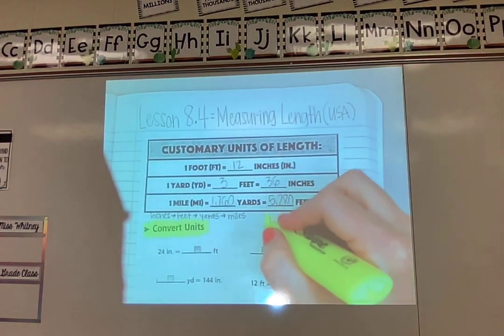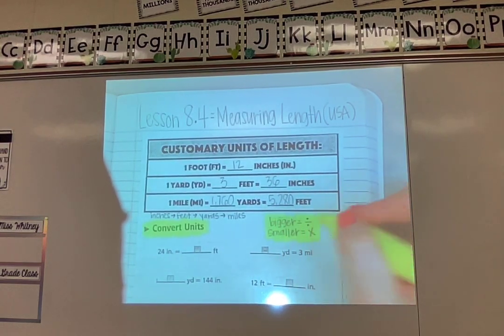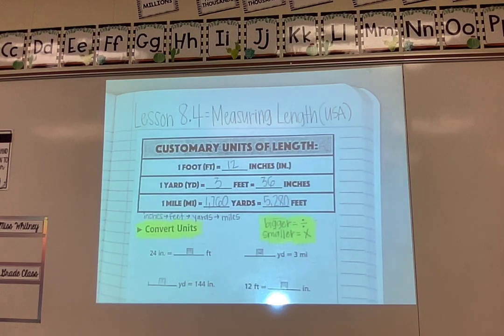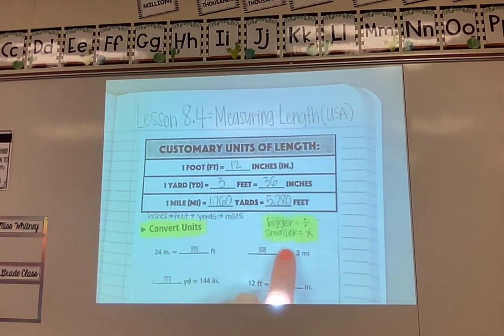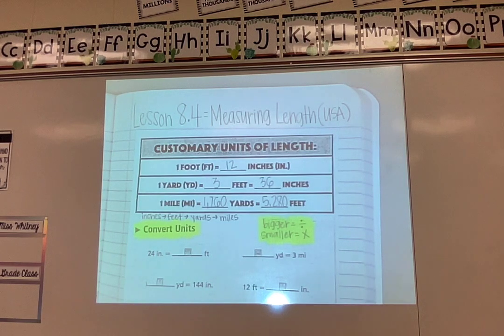Kind of like when we were doing King Henry died by drinking chocolate milk, and you had to do your hops the certain way and make sure that you went the same way. This is kind of like that rule for when we do it in the United States. Bigger we divide, smaller we multiply. So we have to remember that. Bigger divide, smaller multiply. All right, let's start with our conversions here.